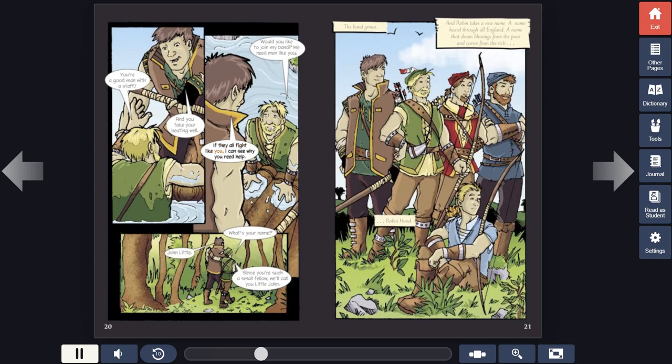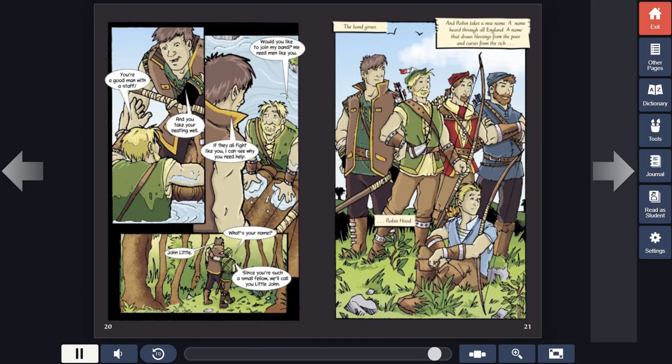If they all fight like you, I can see why you need help. What's your name? John Little. Since you're such a small fellow, we'll call you Little John. The band grows, and Robin takes a new name, a name heard through all England, a name that draws blessings from the poor and curses from the rich.